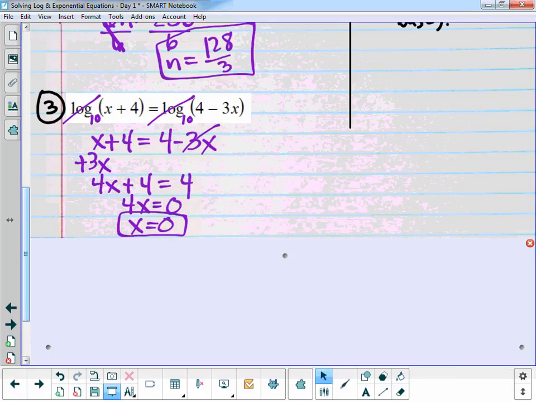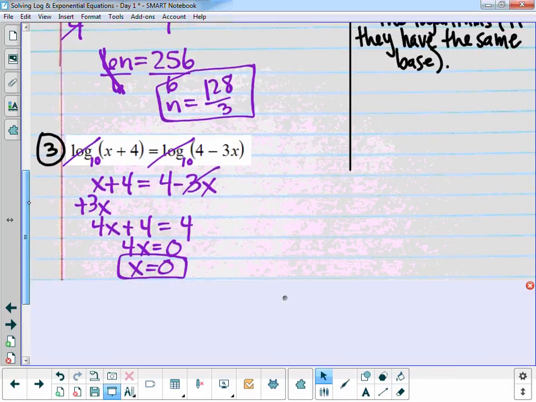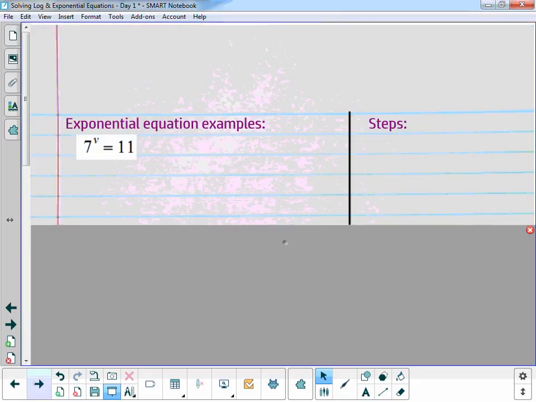Okay, so that's how you solve logarithm equations. You get the log by itself and you exponentiate. Now let's do the opposite. Now let's do exponential equations. Okay, so this will be example number 4.